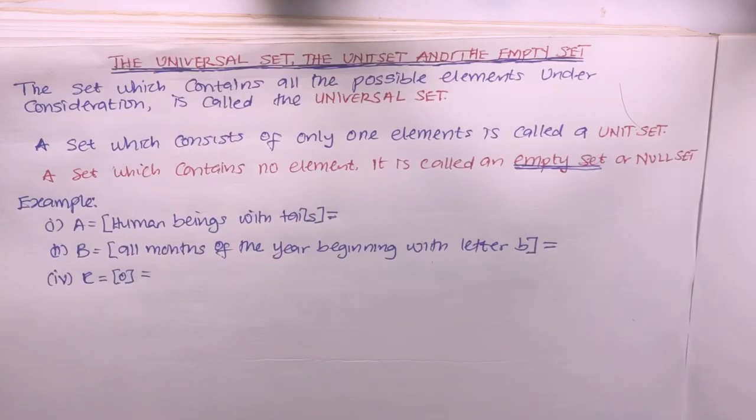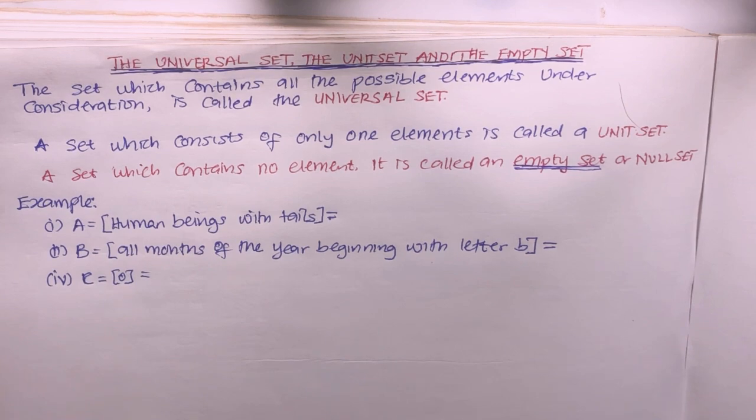Friends, in this video, I'll be explaining the universal set, the unit set, and the empty set for you guys. Now, at first, what do you mean by universal set? Let's say we have a particular secondary school, and in that school you have the junior classes and also the senior classes. The combination of the two is what we mean by the universal set.